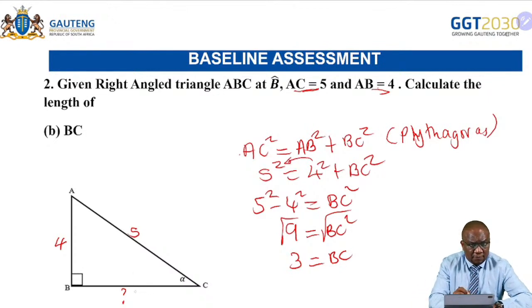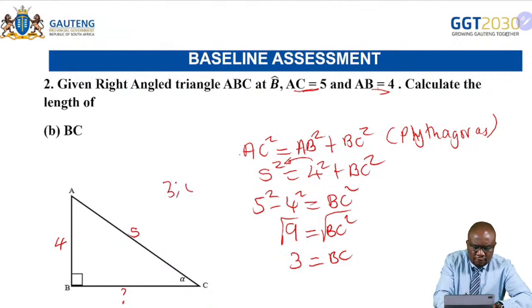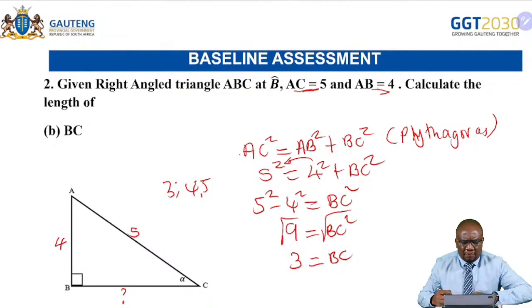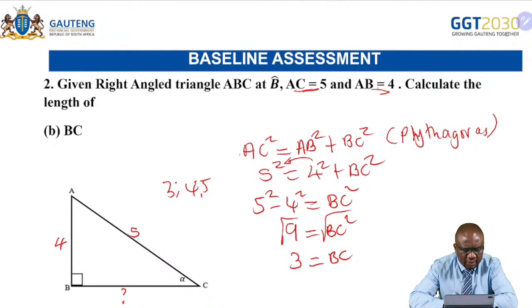Remember that, okay? This one, you must know this combination of 3, 4, and 5. Just remember that for Pythagoras theorem. Right, let's move on.